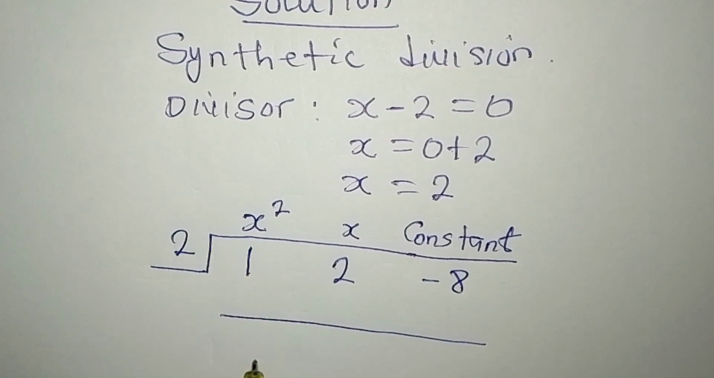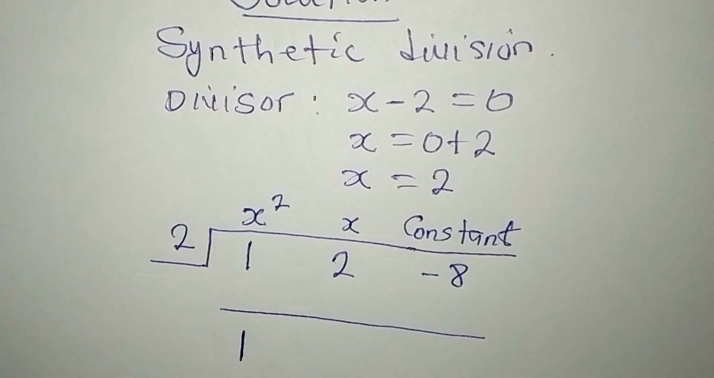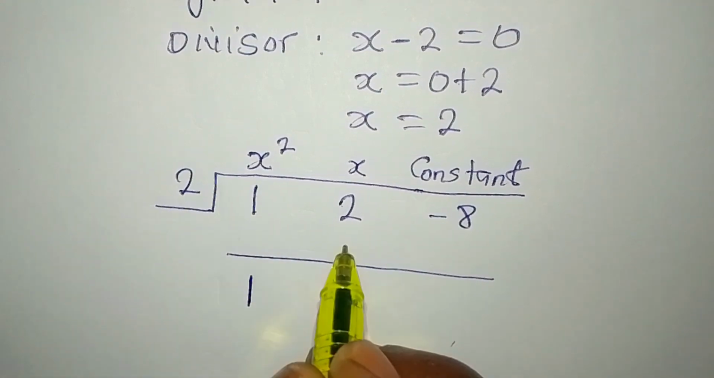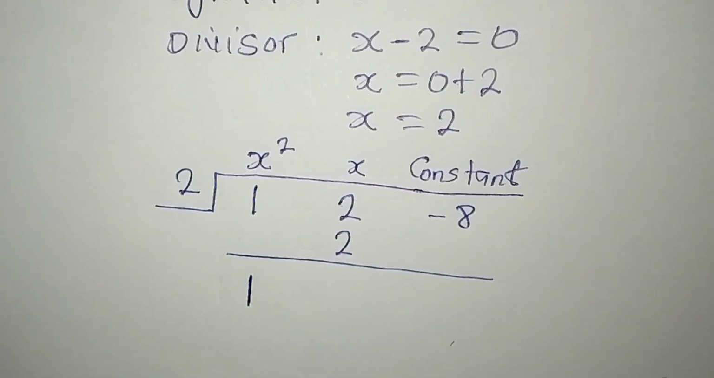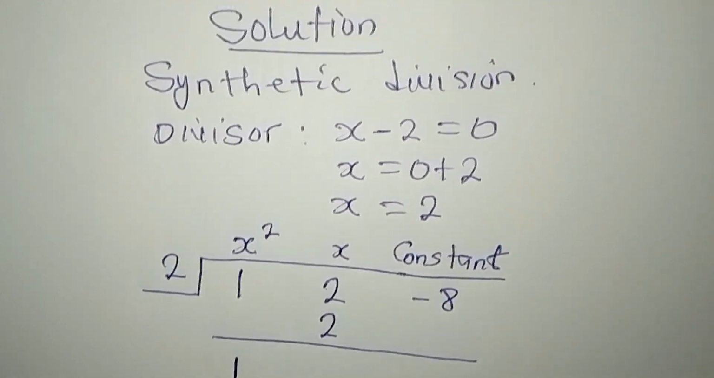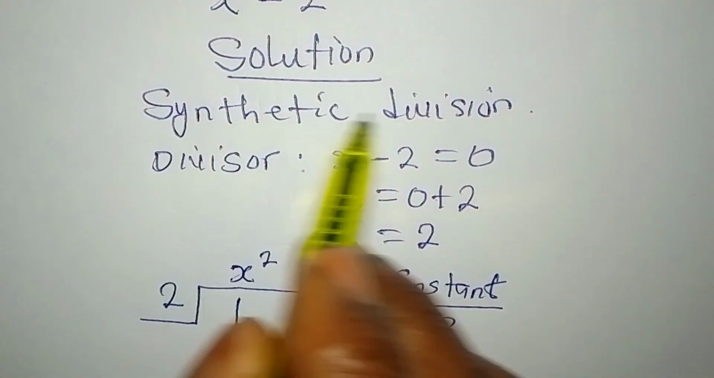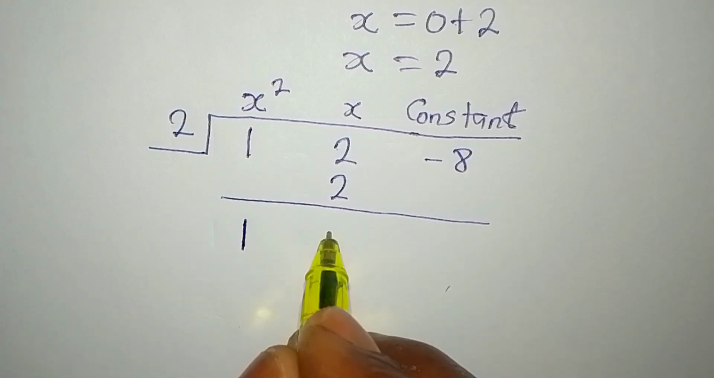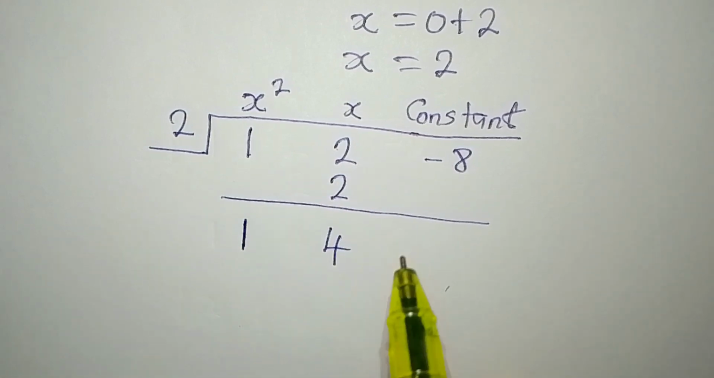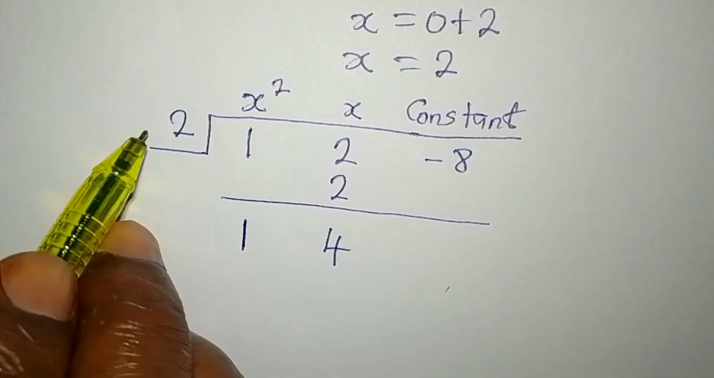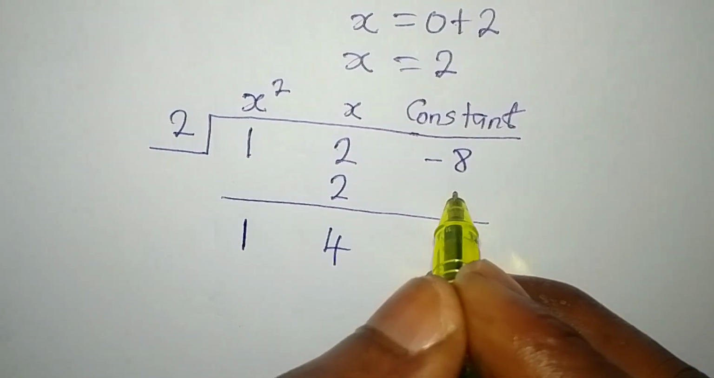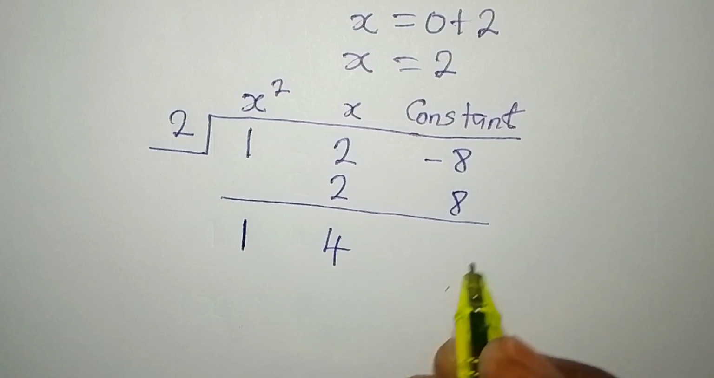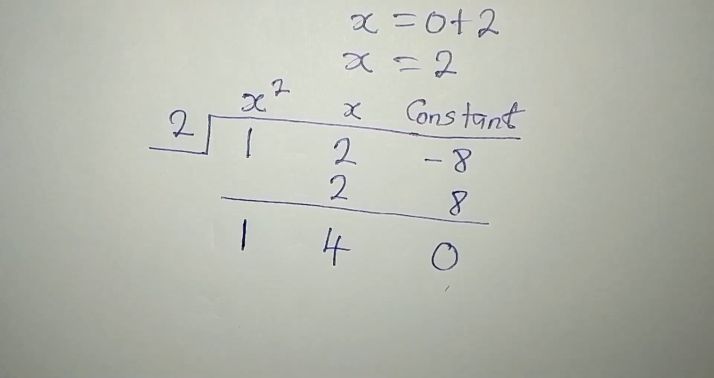Now, have your line and then bring down this 1. The first number comes down, right? Then 1 multiplied by 2 will give us our number here. We are using synthetic division of polynomial. Good. So now 2 plus 2 will give us 4. Then this 4 multiplied by this 2 gives plus 8. Now minus 8 plus 8 will give us 0.